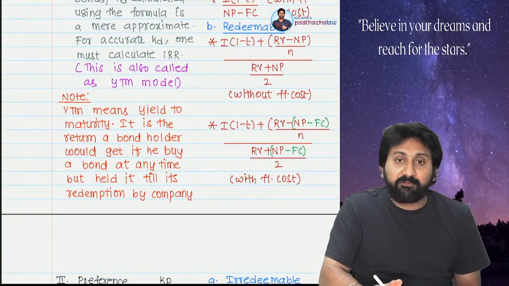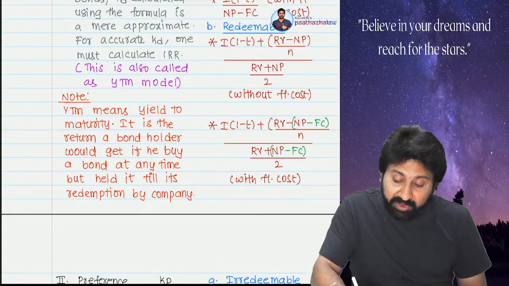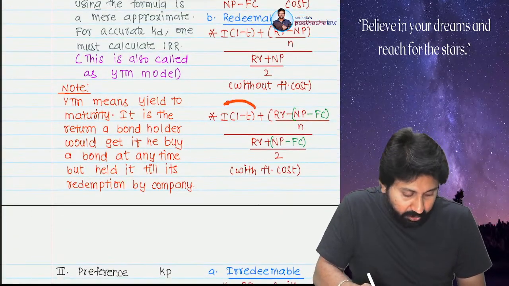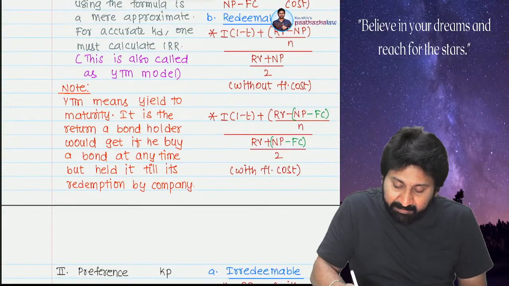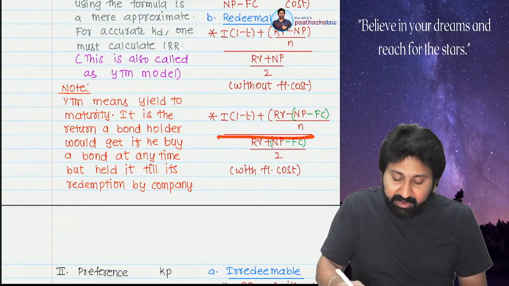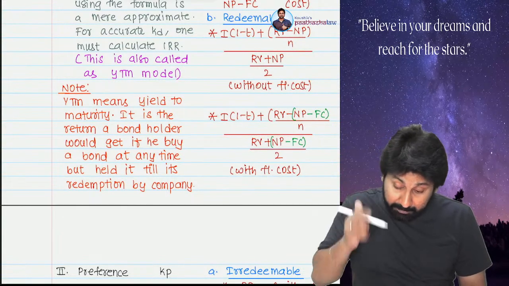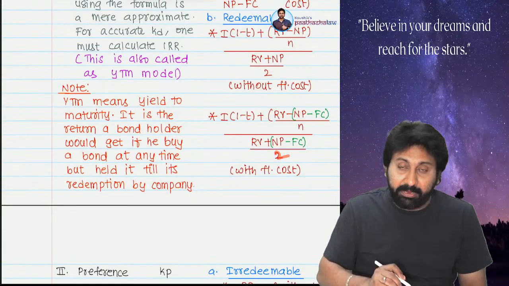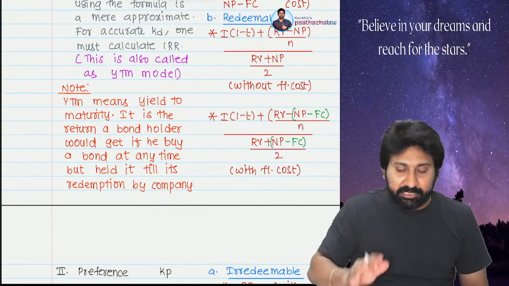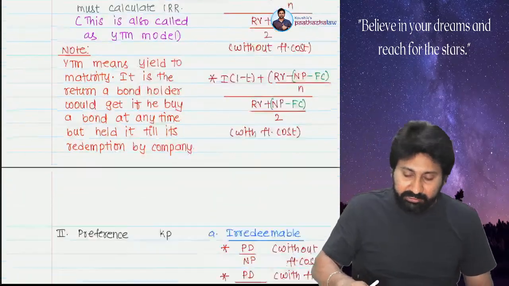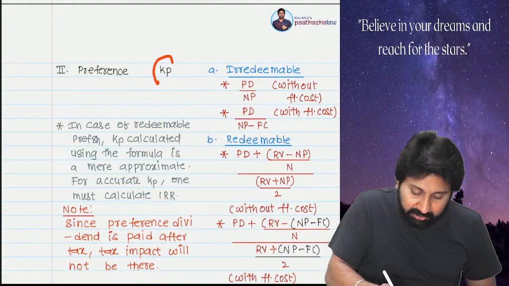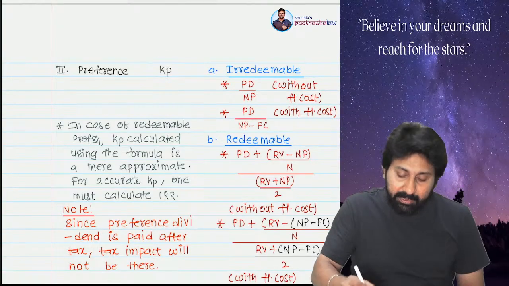Next, with the flotation cost, wherever you are finding NP, reduce the flotation cost from that. So I into 1 minus T plus RV minus NP minus FC divided by N, whole divided by RV plus NP minus FC, whole divided by 2. Simply wherever you are finding NP, also deduct the flotation cost.